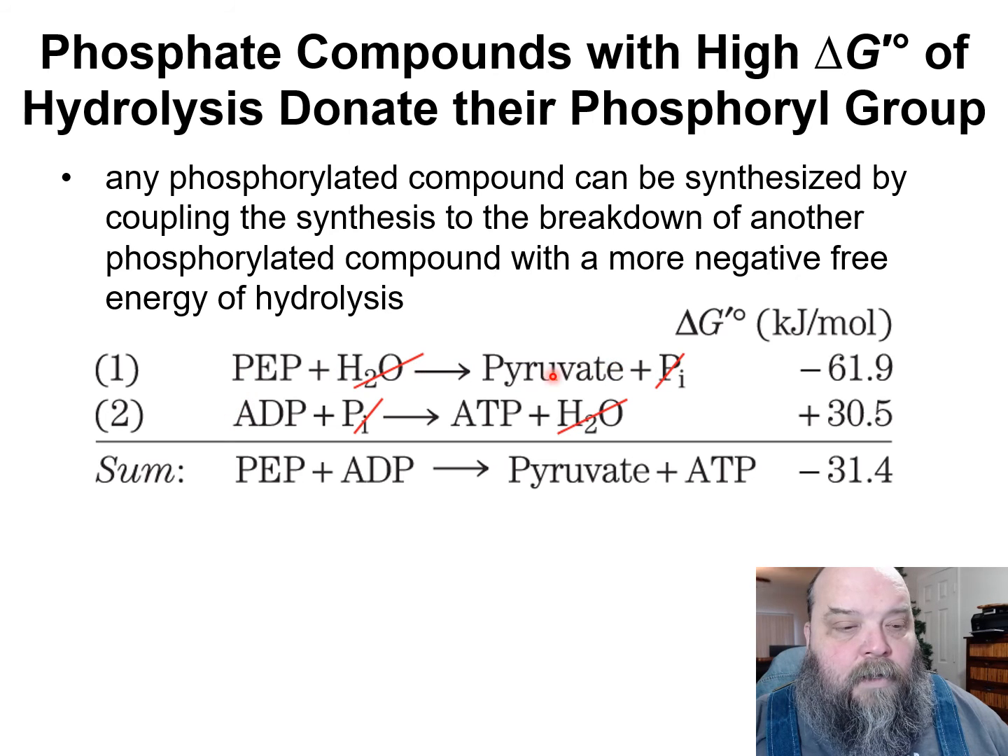PEP plus water yields pyruvate plus inorganic phosphate. ADP plus inorganic phosphate yields ATP and water. Waters cancel, inorganic phosphates cancel, so you end up with phosphoenolpyruvate plus adenosine diphosphate yields pyruvate and adenosine triphosphate with a delta G of negative 31.4 for this complete reaction. Negative 61.9, positive 30.5 yields negative 31.4.